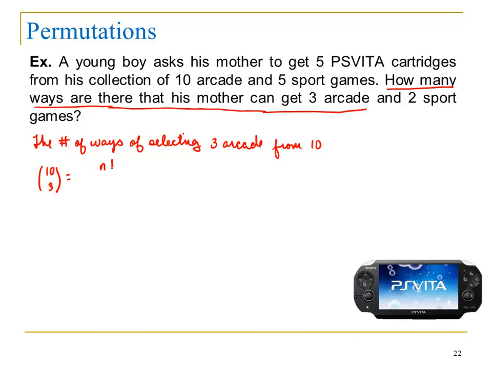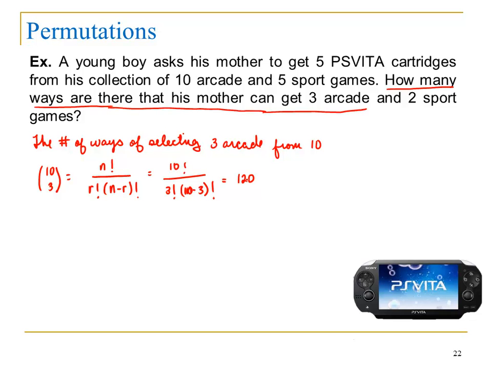And that is equal to n factorial divided by r factorial times n minus r factorial. So this is 10 factorial divided by 3 factorial times 10 minus 3 factorial. So for this case, we have 120. That's only for the arcade.